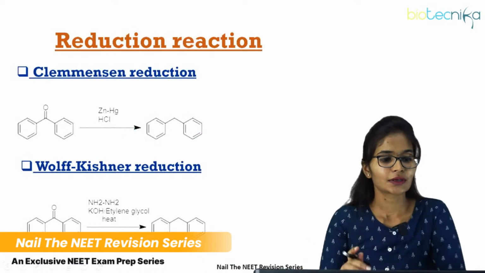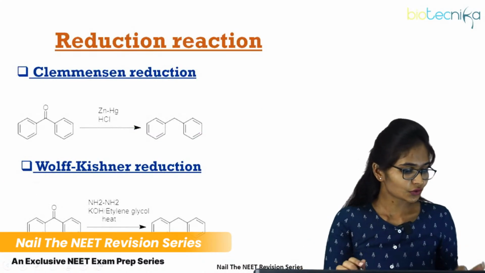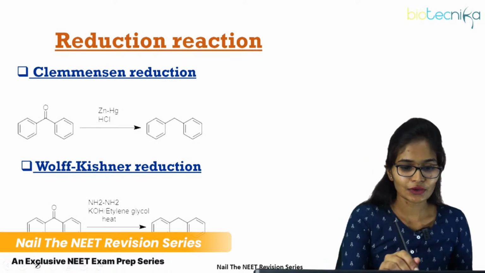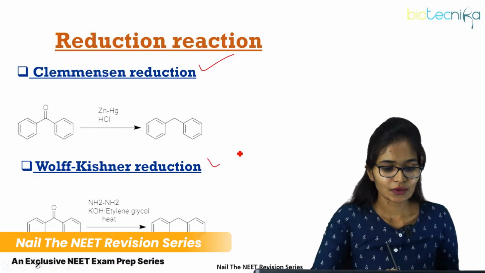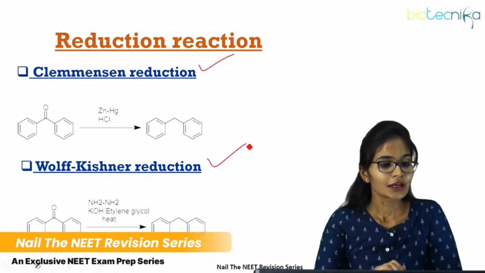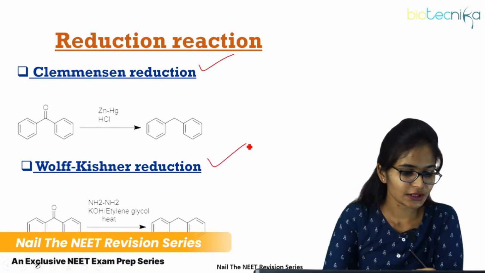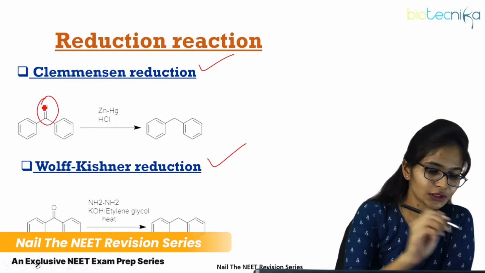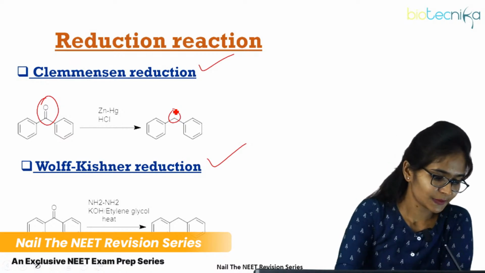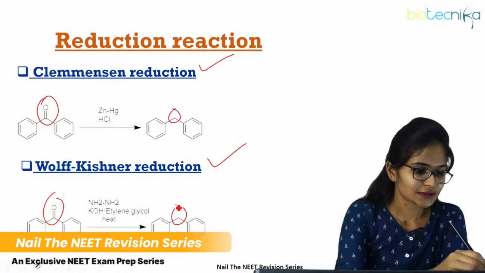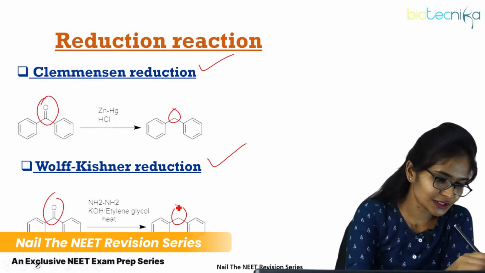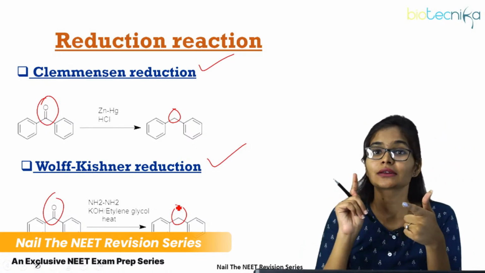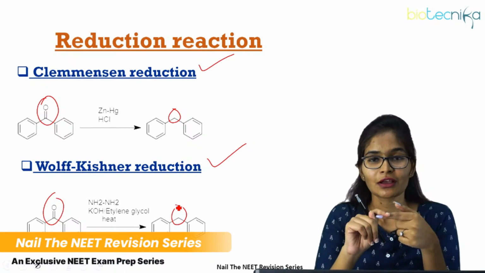The next part is reduction reactions, and these are the two famous reduction reactions: Clemmensen reduction and Wolff-Kishner reduction. In both reactions, you are going to reduce the carbonyl group to CH2. So you can see in both reactions the C=O group is reduced to CH2. Just remove the oxygen and add hydrogen. That's it. What is reduction? You are removing oxygen and adding hydrogen. What is oxidation?